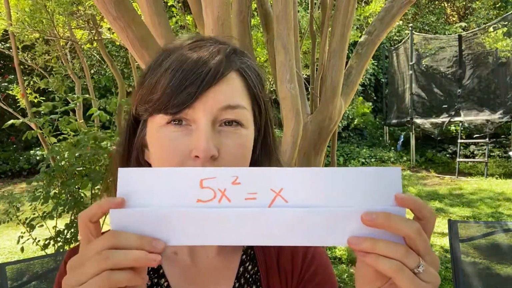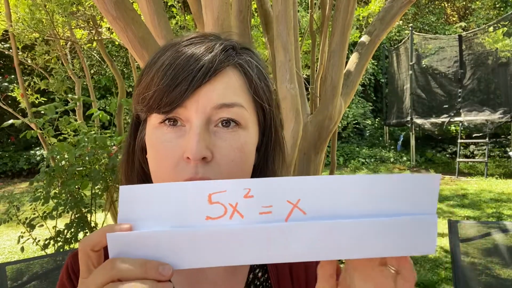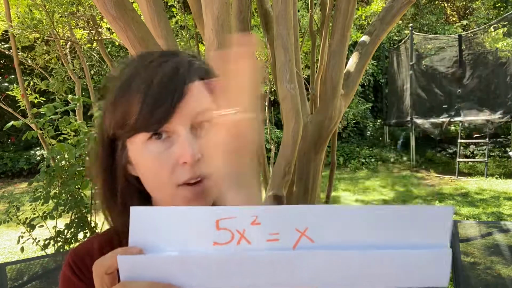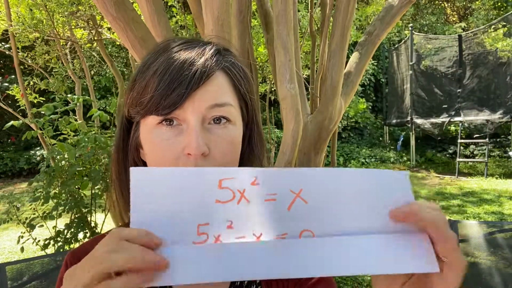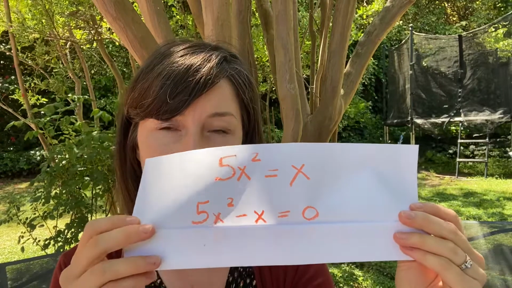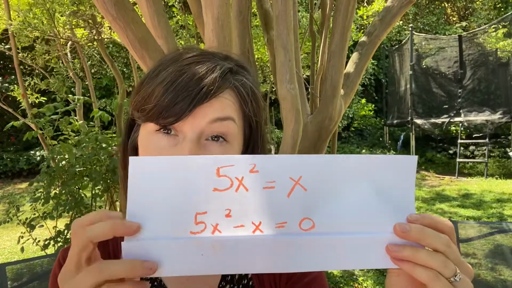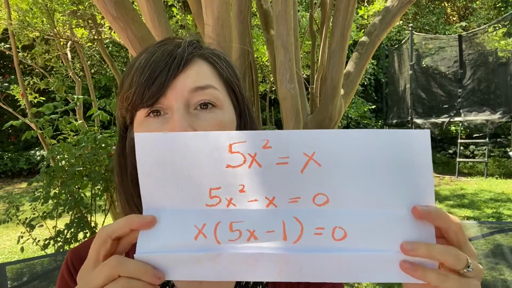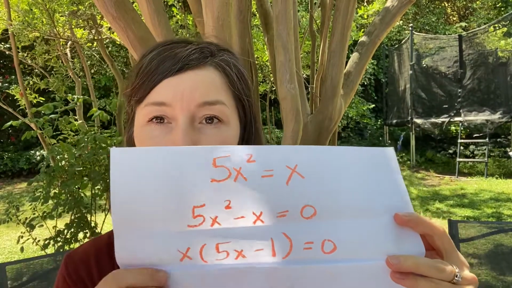Now, what if we were given this quadratic equation to solve? Well, probably what we would do, what we're trained to do, is move everything over, solve everything for 0. So we get 5x squared minus x is 0. And then we factor out a common factor. x times 5x minus 1 is 0.